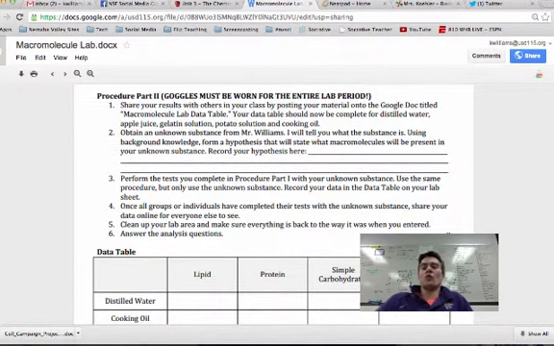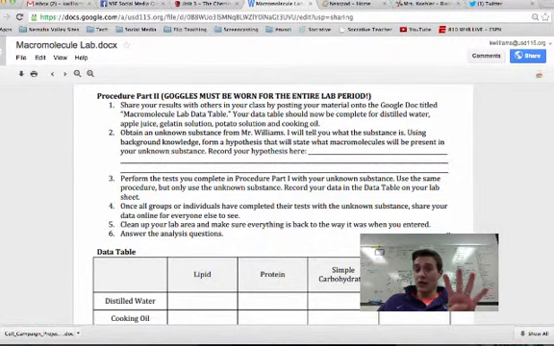So, for part 1, you're testing 4 known solutions. You're testing apple juice, a gelatin solution, a potato solution, and cooking oil, and you're challenging them all against distilled water. Okay? Now, think for a second, why are you testing those 4? That's kind of an experimental group again, but really you should know just by some common everyday knowledge about which macromolecule should be heavily present in each one of those 4.